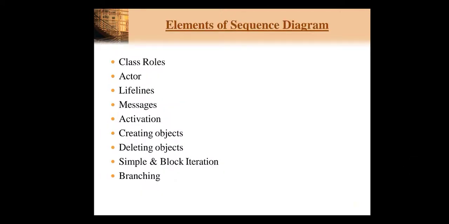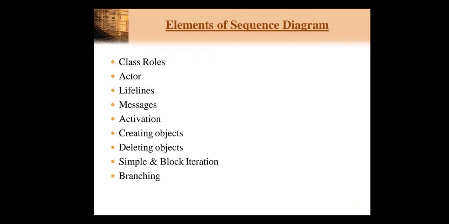Now, what are the elements of the sequence diagram? For drawing the sequence diagram, we need to use the different elements of the sequence diagram, and the elements are: class roles, second is the actor, third is the lifeline, then messages, then activation. Activation is used to represent at what time that object is activated, or we can say participated in that communication. Next is creating objects, next is deleting objects, then simple and block iteration.